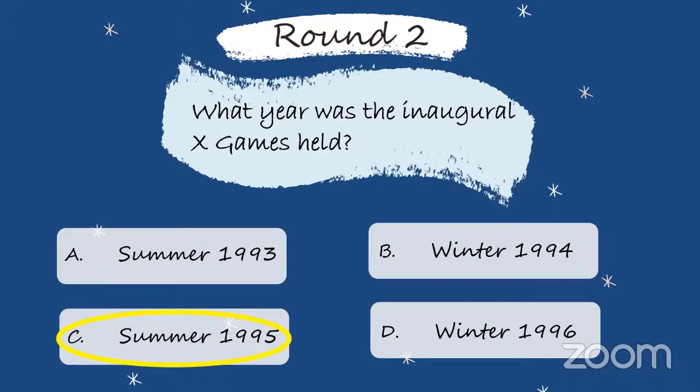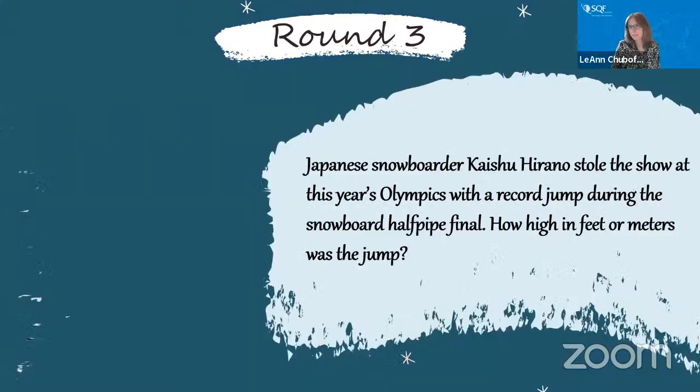Thank you. We have 7 prizes, so we've got 5 more prizes. Now, I don't know if you all watch the Olympics. I love the Olympics, but this Japanese snowboarder, Kaishiyu Hirano, was fantastic, just amazing. He did the snowboard half pipe and won the gold. He also had a record high jump in the big air. How high in feet or meters was that jump?